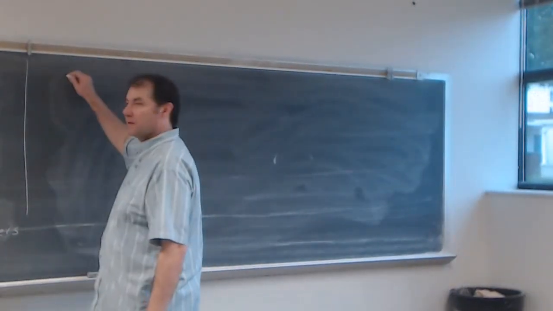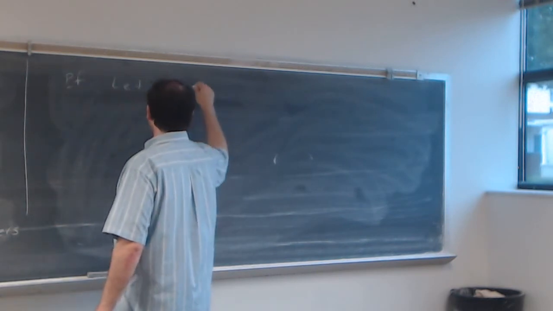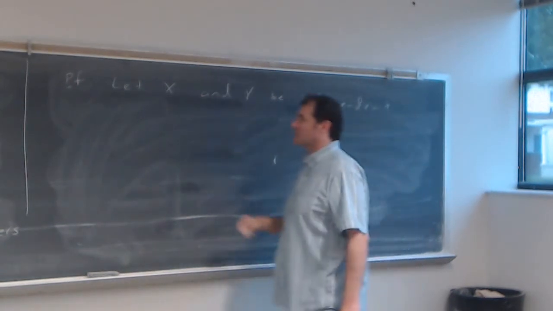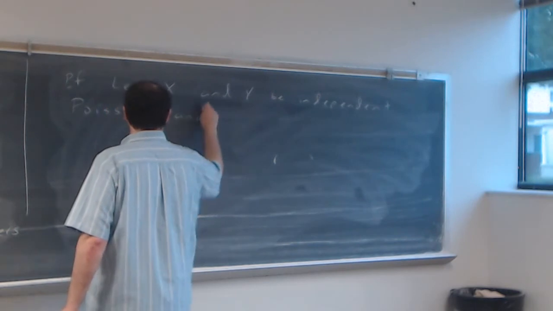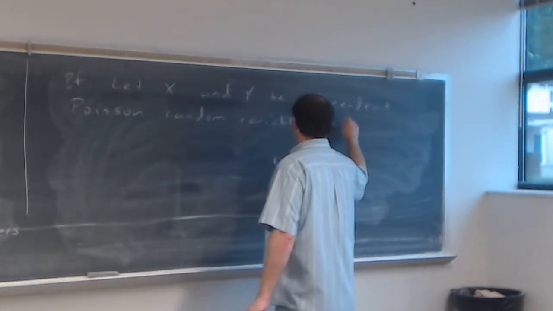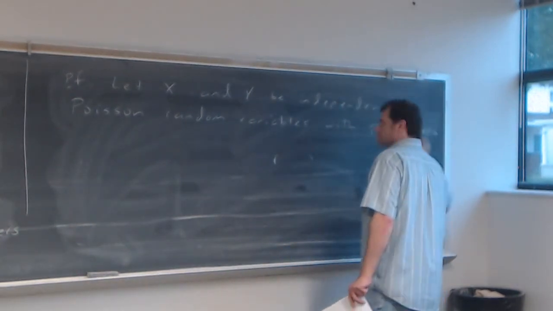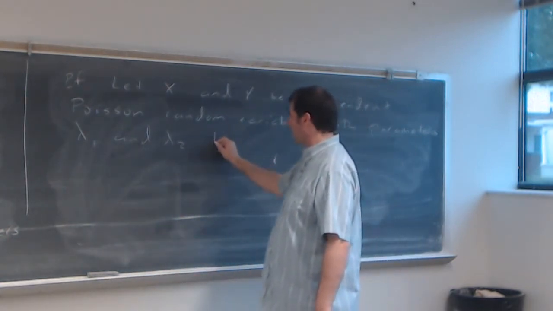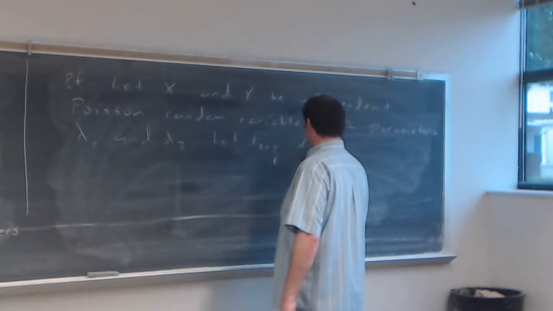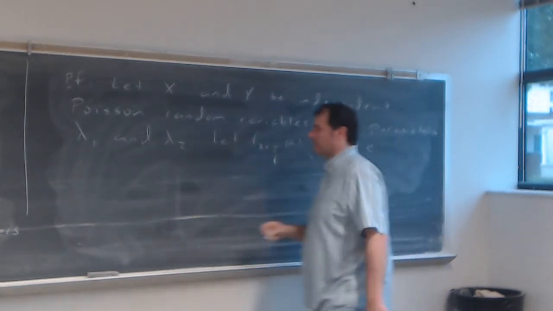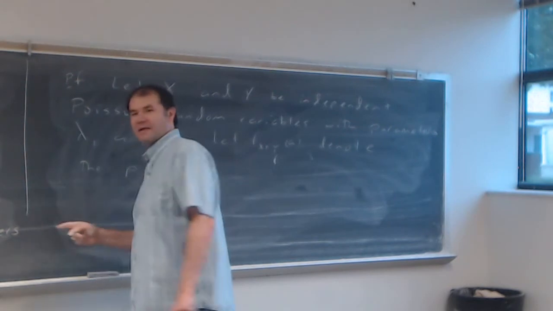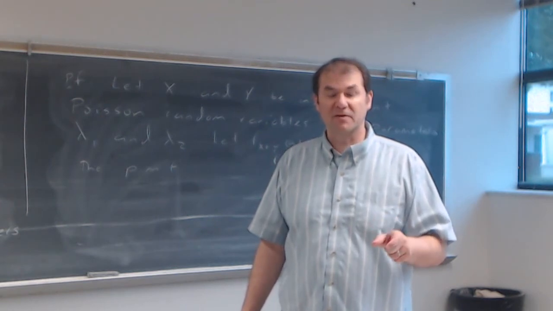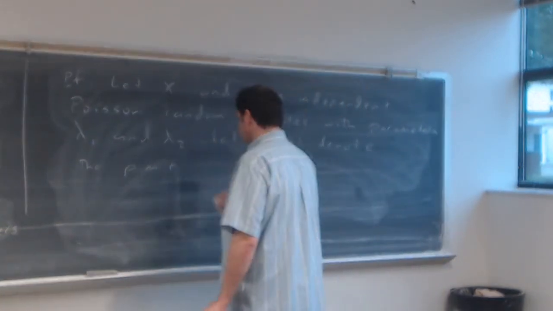Okay, so here's the proof. We're going to let x and y be independent Poisson random variables with parameters lambda 1 and lambda 2. Let f of x plus y denote the PMF of x plus y. So I can't use that fact having to do with the convolution for the sum of independent random variables, because here we don't have continuous.